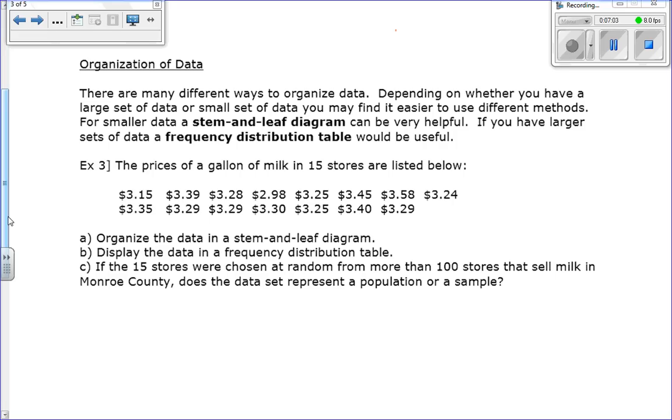If you have larger sets of data, a frequency distribution table would be useful. Okay, so for example 3, the prices of a gallon of milk for 15 stores are listed below. A, organize the data in a stem-leaf diagram. B, display the data in a frequency distribution table. C, if 15 stores are chosen at random from more than 100 stores that sell milk in Monroe County, does the data set represent a population or a sample?